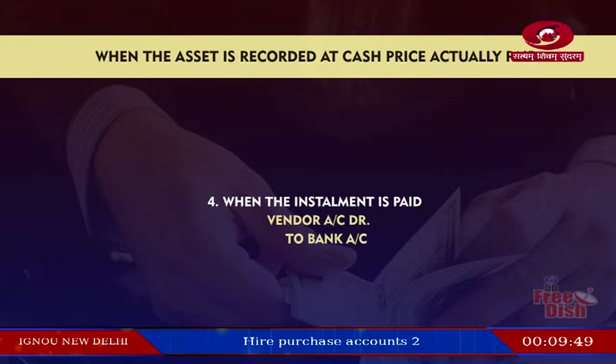Then the next journal entry would be when the installment is paid. It's very simple: vendor account debit to bank, because the vendor is the person who is receiving the payment. Therefore, as per the rule, debit the receiver. Here the vendor account is debited because he is receiving the payment, and as per the rule of the real account, we credit anything which is going out. The payment from the bank is going out, therefore we have credited the bank account.